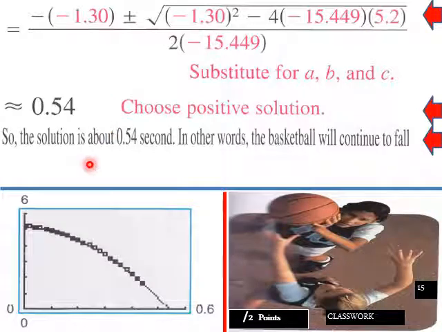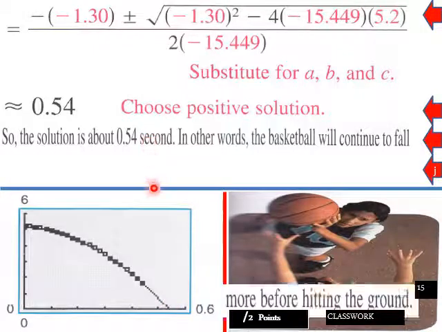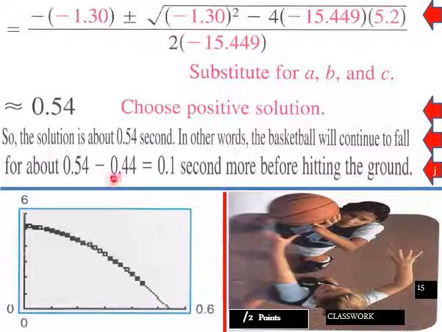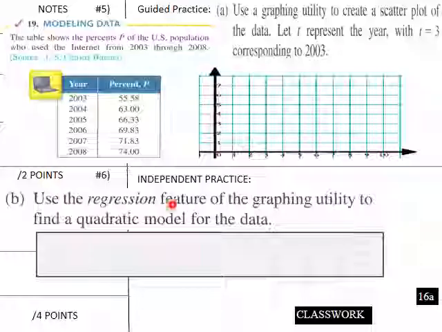So the solution is about 0.54 seconds, which would be about right here. In other words, the basketball will continue to fall for about another 0.1 seconds before hitting the ground, by using a quadratic model for that.